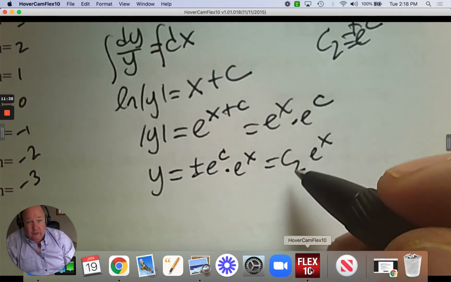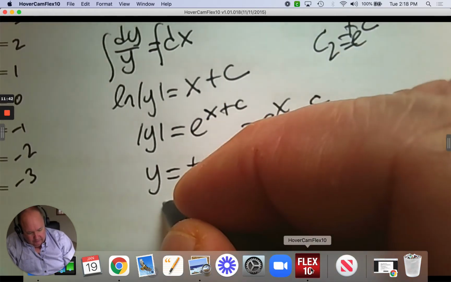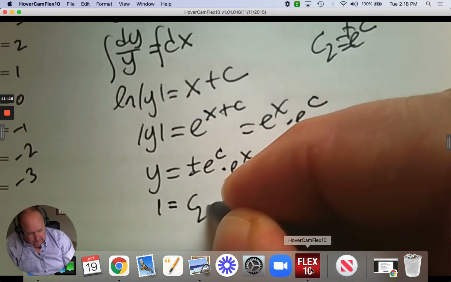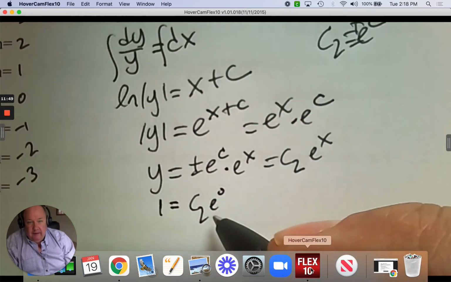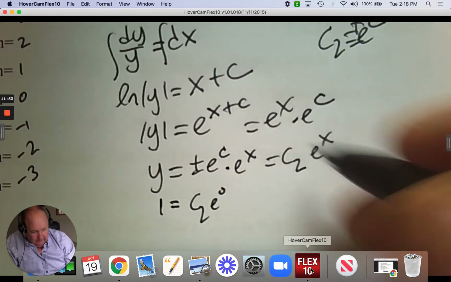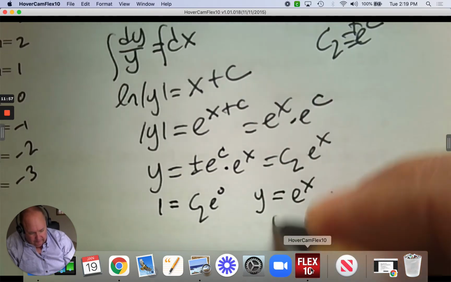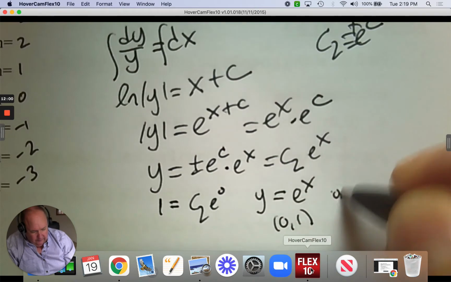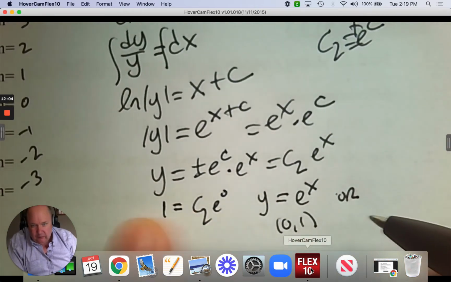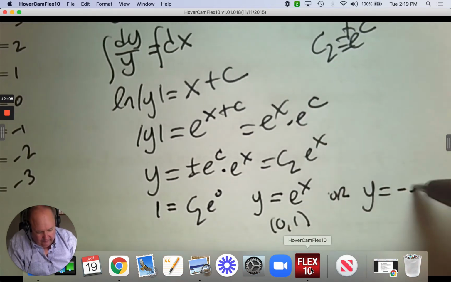Then I can solve for the constant by plugging in the numbers. So 0, 1, the first thing I would do is 1 equals, and then plug it in. Now, e to the 0 is 1, so c2 would just equal 1. So one equation would be y equals e to the x. That's through 0, 1. And if I plugged in 0, -1, then c2 would just equal negative 1. So it would be y equals -1 e to the x.